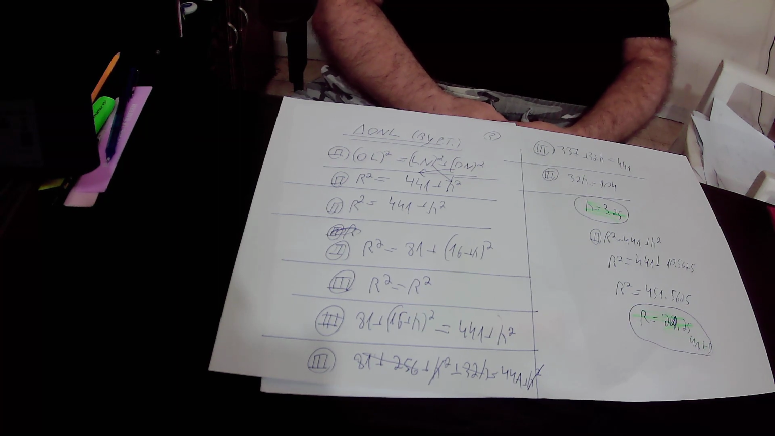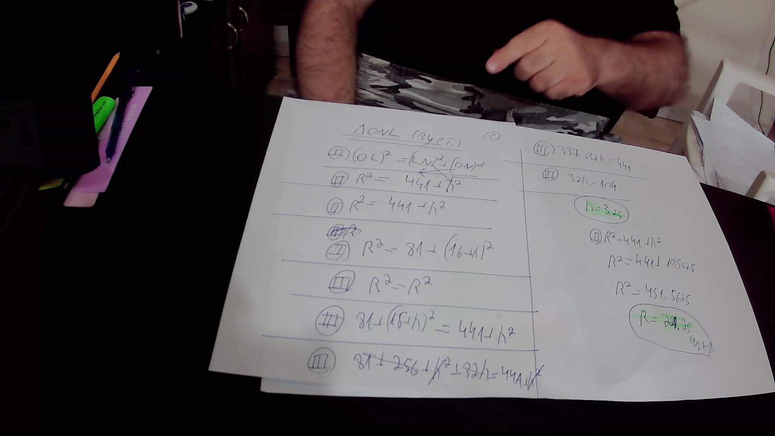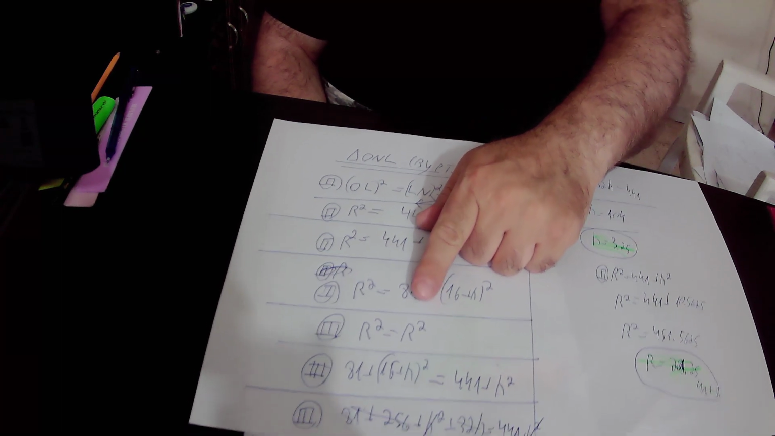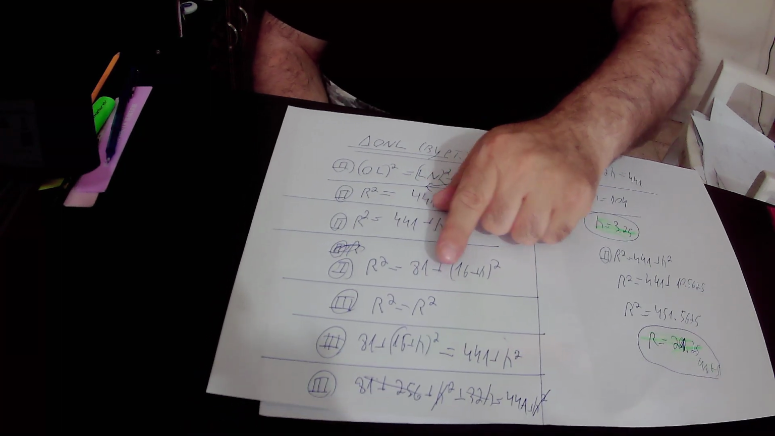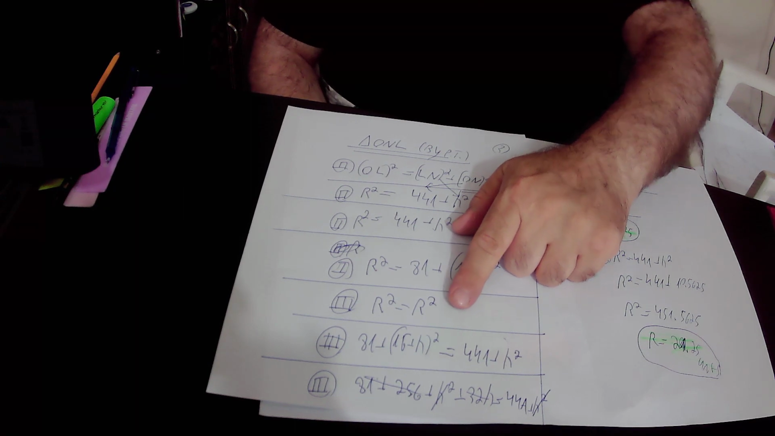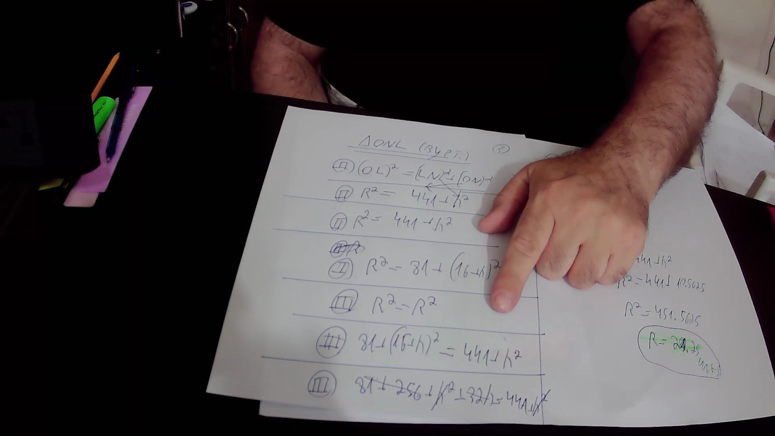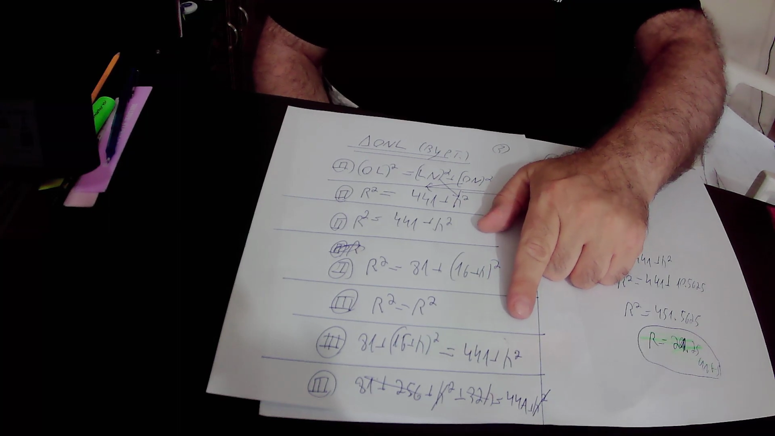So here we have two different expressions for R square. Therefore, we created equation number 3, which states that R square according to equation number 1 must be equal to R square according to equation number 2. That is, 81 plus (16 plus H) square must be equal to 441 plus H square.